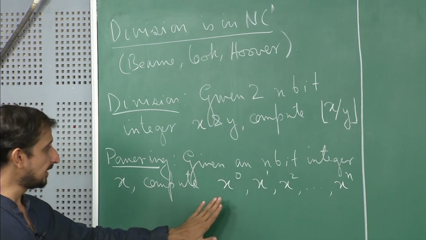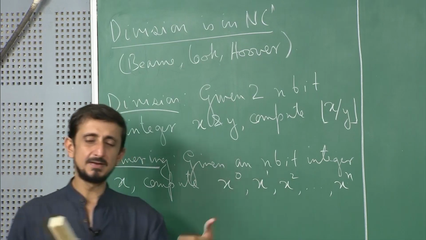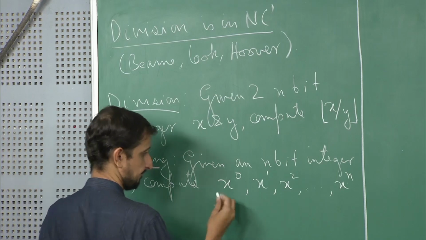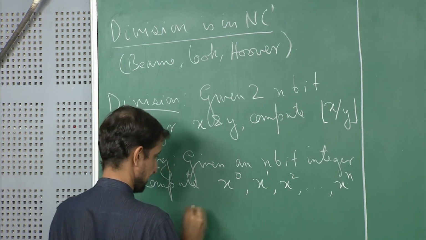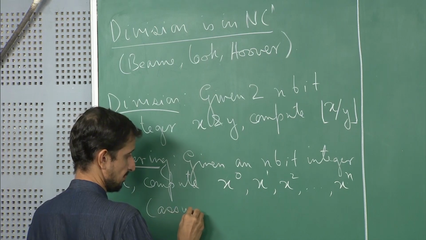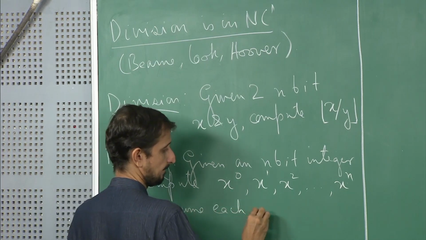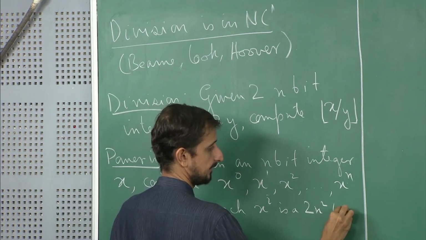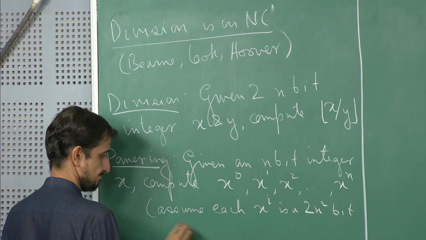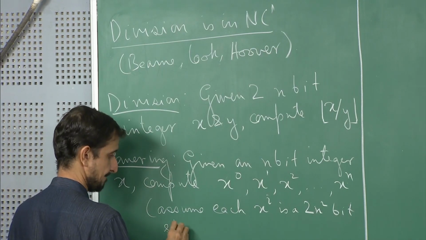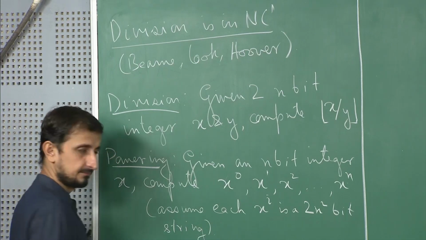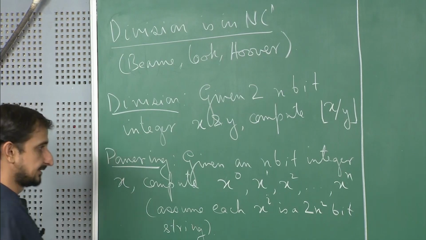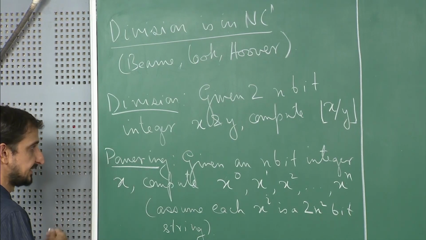So we will assume that for each of these we keep a space of 2n square. Each of these is a 2n square bit string. You can pad it with zeros if it is less than that. Of course, it will be less than that, so you pad it with preceding zeros.